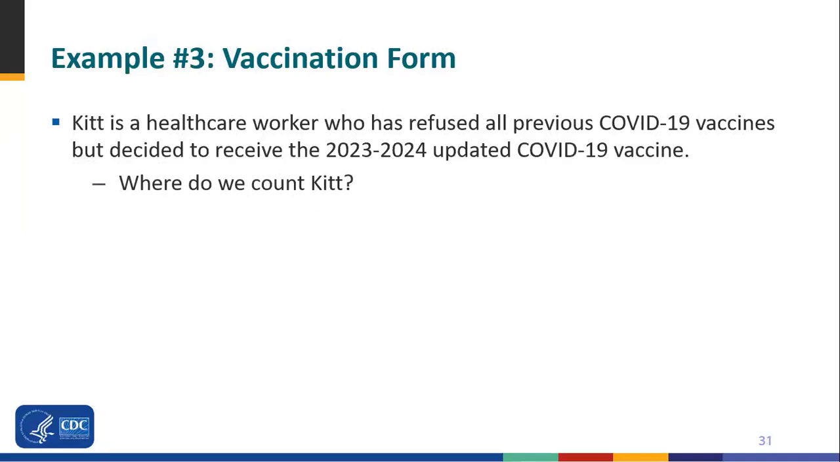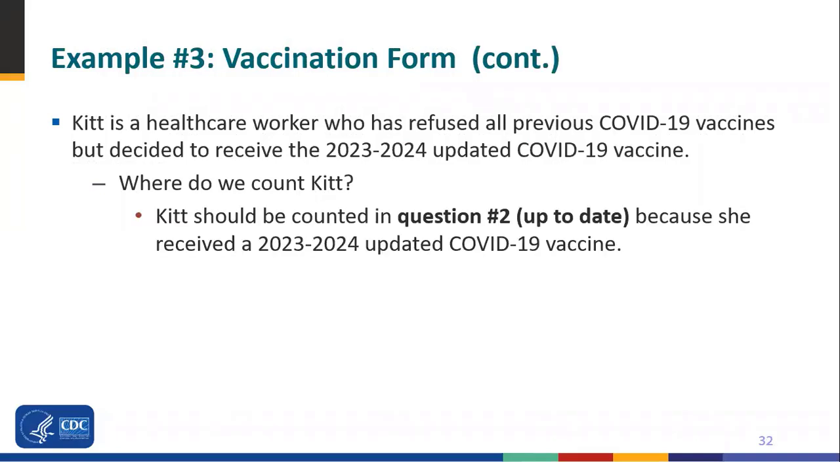Kit is a healthcare worker. She refused all previous COVID-19 vaccines, but decided to receive the 2023-24 updated vaccine. Where do we count Kit? Kit should be counted in question number 2 as up to date because she received a 2023-24 updated COVID-19 vaccine.